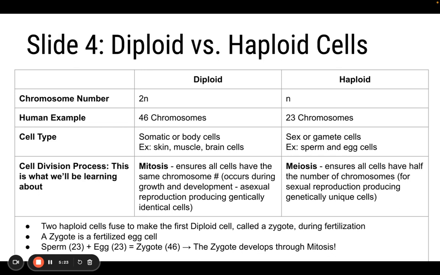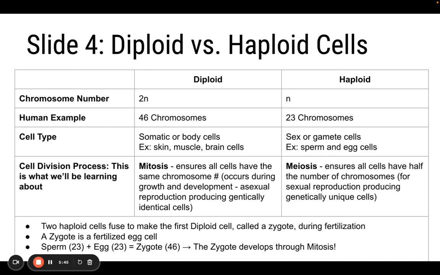The goal of mitosis is to ensure that all of the daughter cells that are produced have the same number of chromosomes and are genetically identical to the parent cells. So it just kind of ensures that it's like a duplicate copy of the original cell. Meiosis is going to be a little different and results in reproductive cells that are genetically unique.